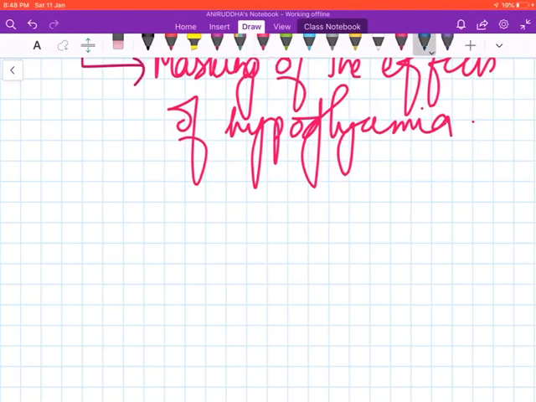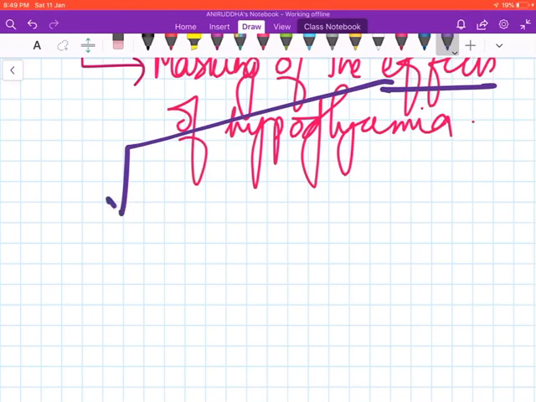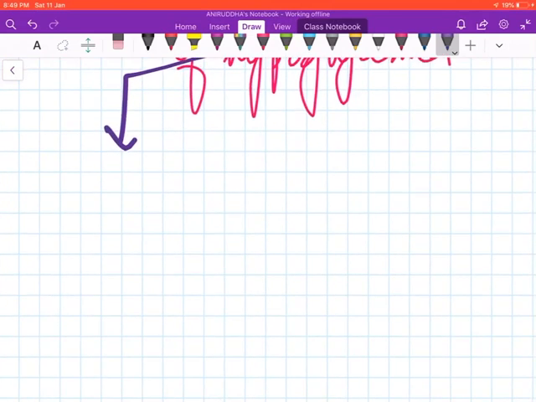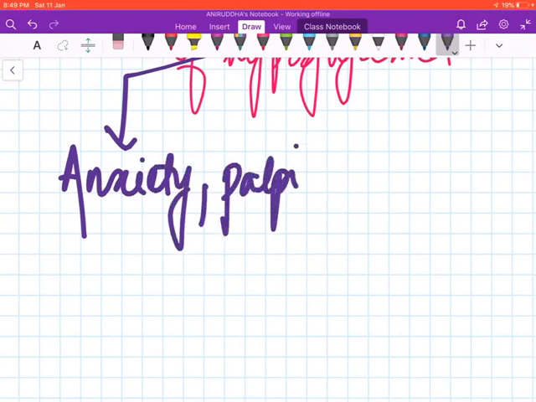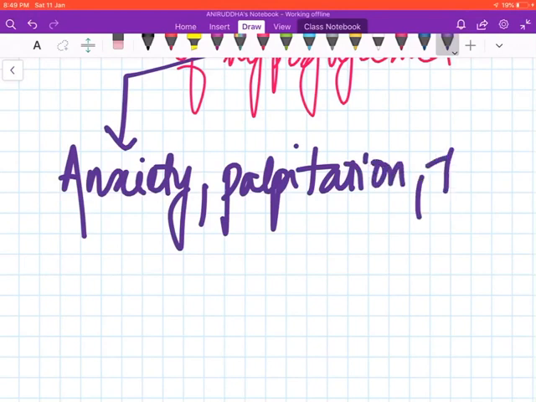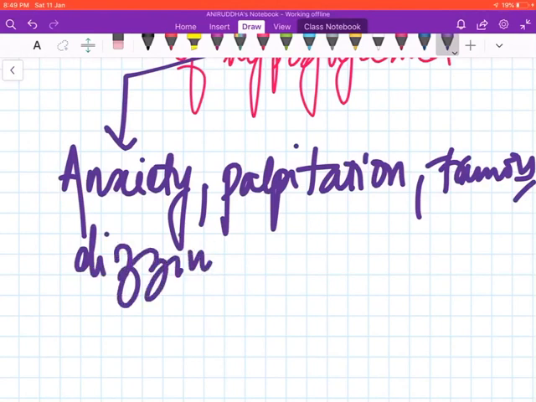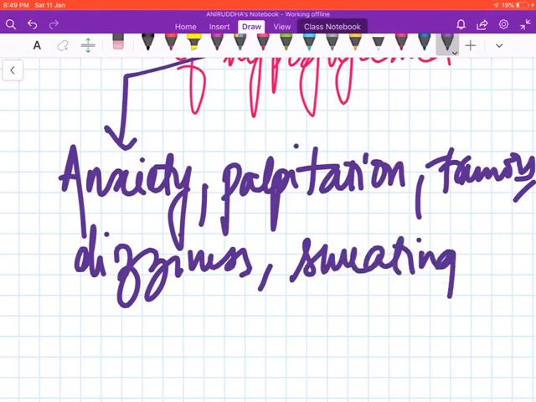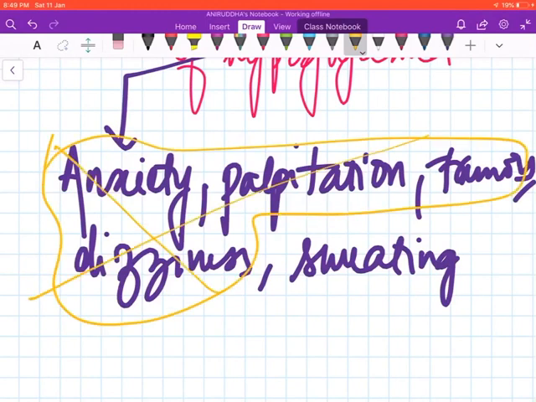Now, what are the effects of hypoglycemia? Hypoglycemia effects are anxiety, palpitation, tremors, dizziness, and sweating. These are the mechanisms by which the body alerts the person that look, you're going into hypoglycemia. Now, if we give a non-selective beta blocker, due to sympathetic blockade these effects will completely disappear. Only sweating will be present.